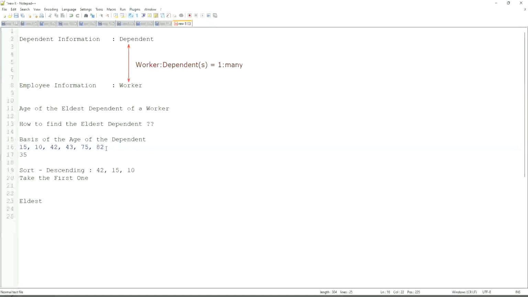So first thing that we are going to do is find out the eldest dependent. So we will sort the dependents based on the age. And then we will see what is the criteria on basis of which we are choosing. But first thing is you realize that we are going to store the new calculated field in which business object, worker or dependent.